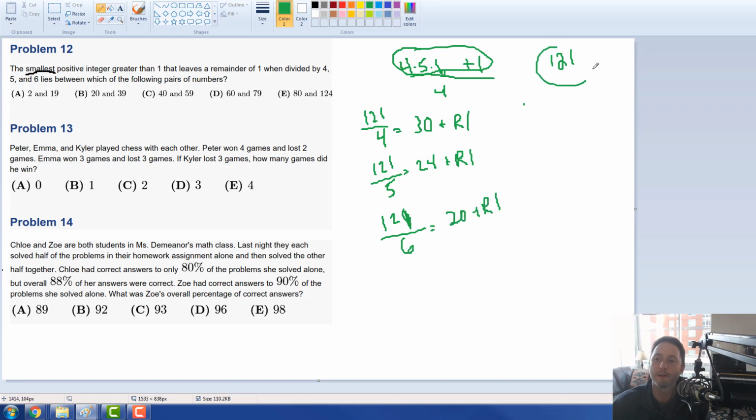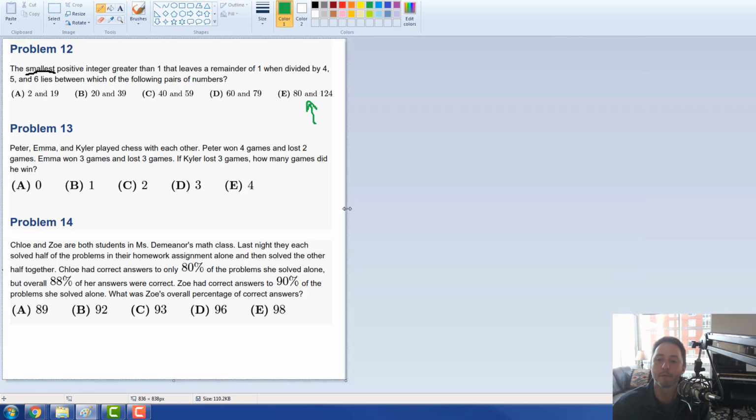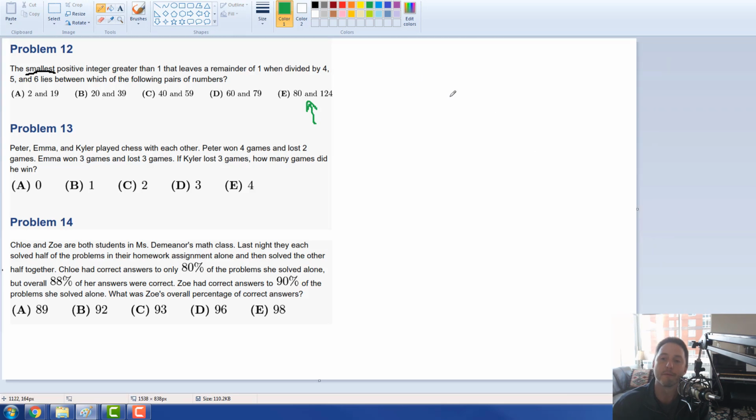So 121 definitely works, and they're definitely trying to get you to guess E or to mark down E. But 121 is not the right answer because there is a lower number. So what we came up with was 4 times 5 times 6 plus 1, or 121.